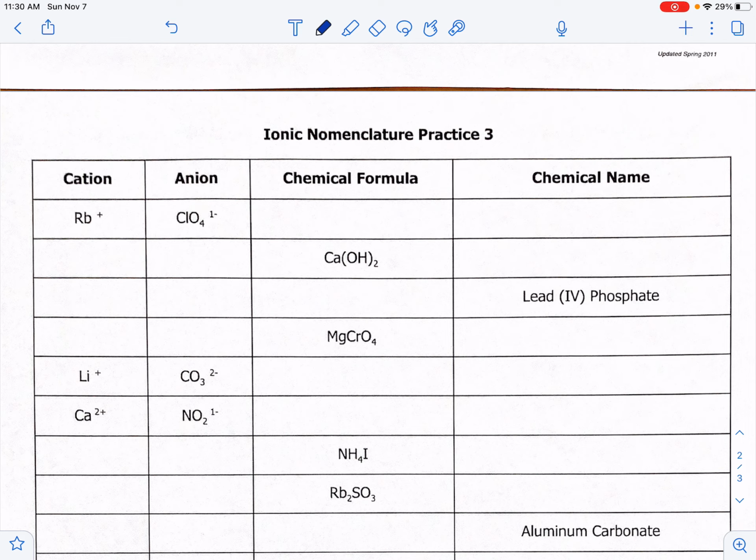So I'm going to take a look at my cation and anion. I have Rb with a +1, and then that is actually perchlorate. So ClO4 is perchlorate with a -1. And I'm going to see that they're balanced. All I have to do is put those together. So it's going to be RbClO4. Okay, so that is my chemical formula.